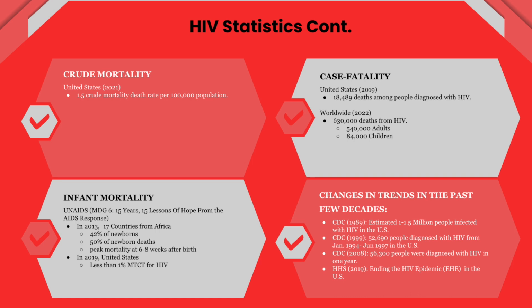When looking at case fatality in the United States, 2019, a total of 18,489 deaths were among people diagnosed with HIV, and then records from 2022 indicated that 630,000 deaths from HIV occurred worldwide, where 540,000 were adults and 84,000 were children.